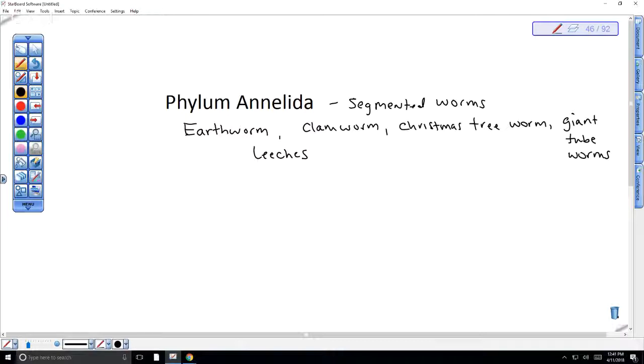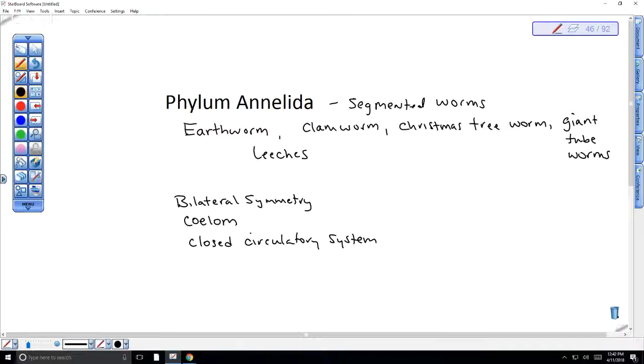Okay. So just because these organisms are kind of round in shape, it does not mean that they have radial symmetry. They have bilateral symmetry, and this can be seen internally in their anatomy. They also have a true body cavity, so they have a coelom. This body cavity is lined with mesoderm, and the organs sit in this body cavity. They also have a closed circulatory system, so they have hearts and blood vessels, and the blood is always contained within the vessels, so it's closed.